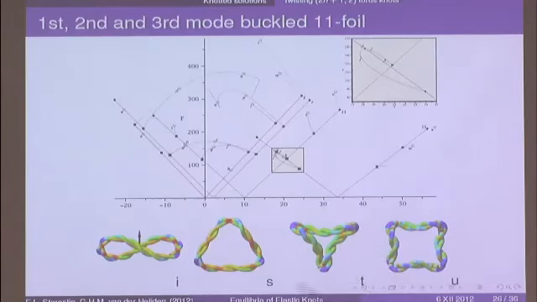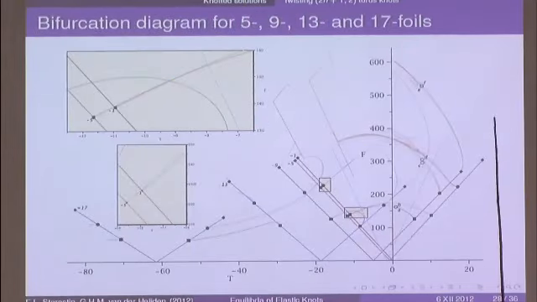Okay, and here, this is the first 3 modes of buckled 11-foil. This is the first mode, figure 8. This is the second mode. This is the third mode, with pressures. So that was the right-hand side of the bifurcation diagram for positive twist.